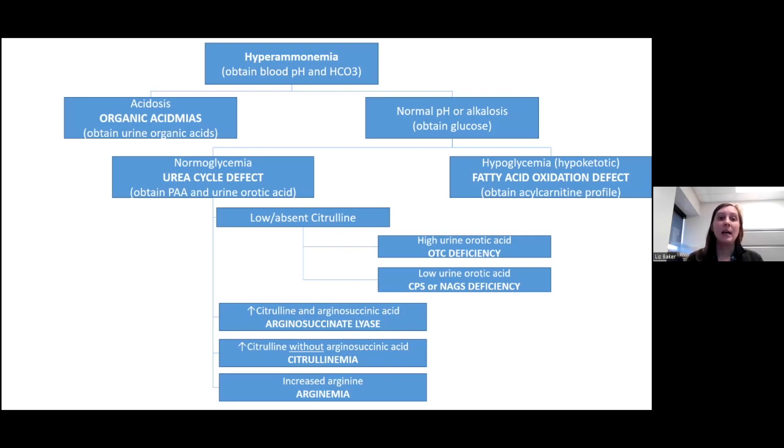So if they come in acidotic, then you need to consider organic acidemias. So you need to obtain at least a urine organic acid, but usually you also obtain acyl carnitine profiles as well as plasma amino acids.